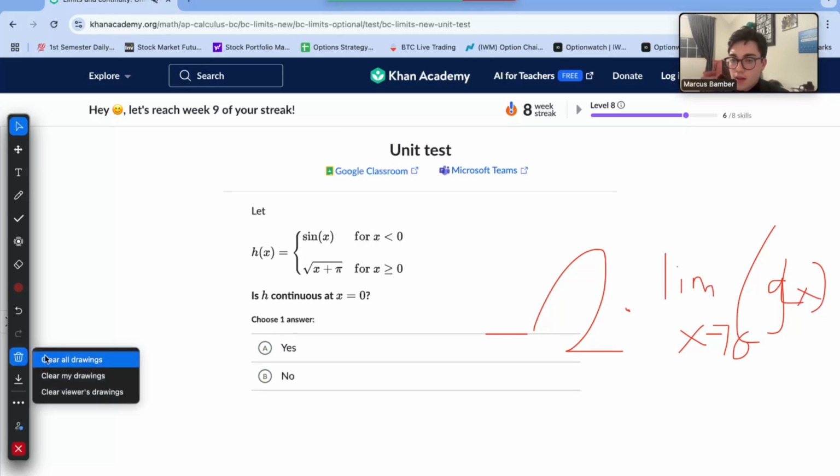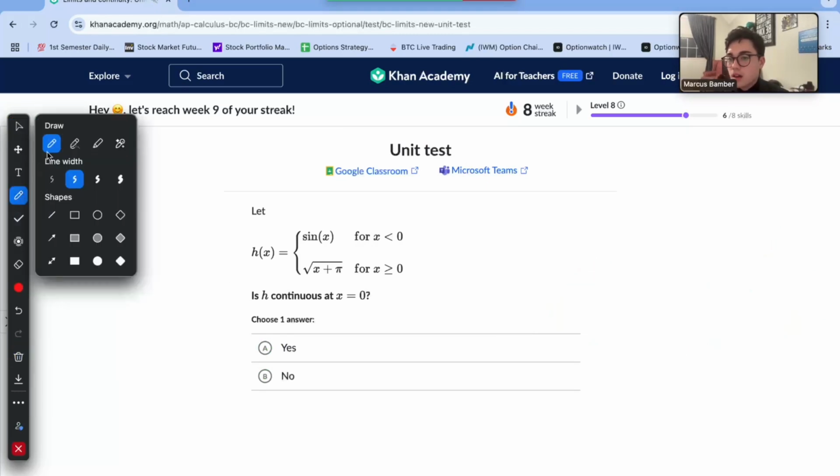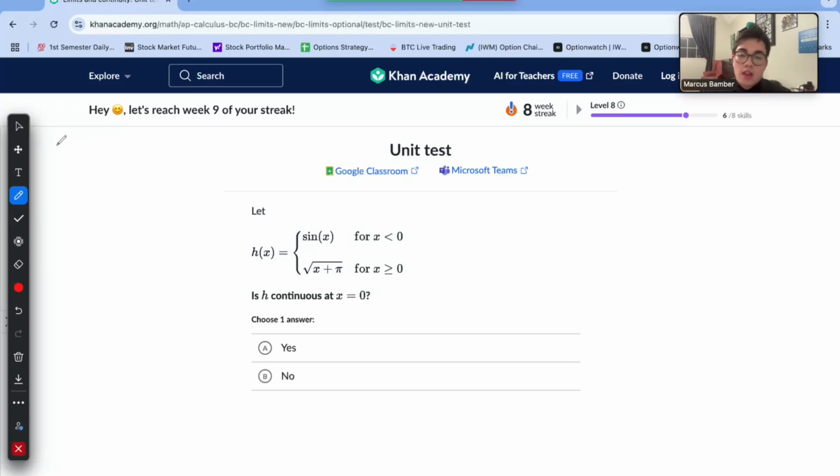Alright, we have another piecewise function. We're going to see if we're continuous. First we have to see, are we defined at 0? We are defined, with a value of the square root of pi, when we substitute it in. So that's our first step for continuity.